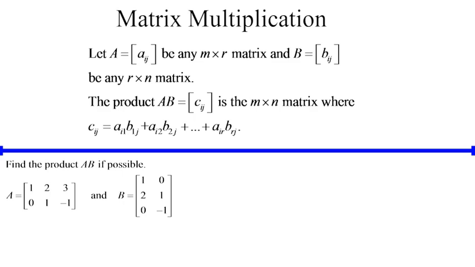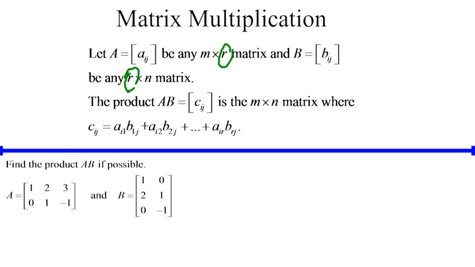This tends to be a little more confusing than matrix addition or subtraction or scalar multiplication. Okay, it's not as straightforward. So suppose we have matrix A with an order of m by r, and matrix B that has an order r by n. One thing we have to be aware of, if we're going to multiply two matrices together, the number of columns in the first matrix must be equal to the number of rows in the second matrix. Those always have to be the same value.